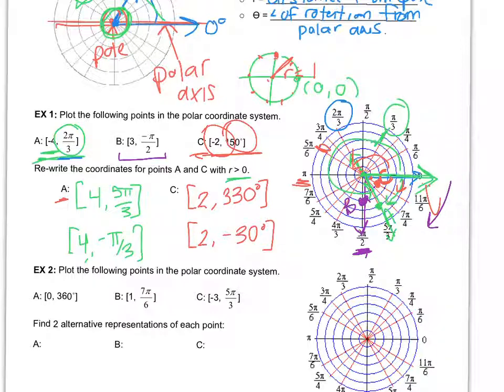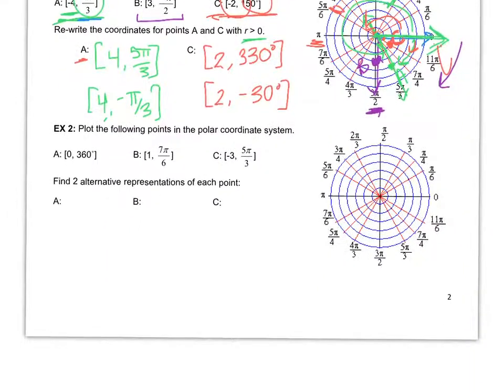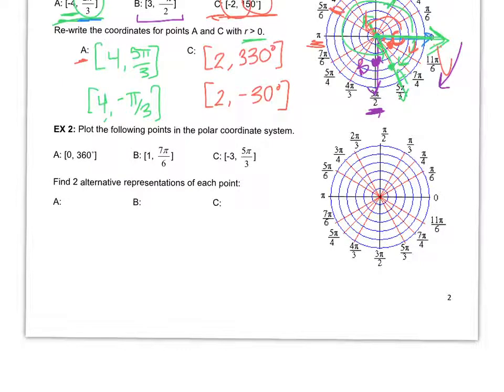Okay, so now I want you to get a little practice doing this now that you've seen me talk through some examples. So in example 2, plot the following points. If you look at point A, which is 0, 360 degrees, think about what a radius of 0 is regardless of the rotation. So for this, no matter what the rotation is, with a radius of 0, your point is simply located at the pole. So that would be point A.